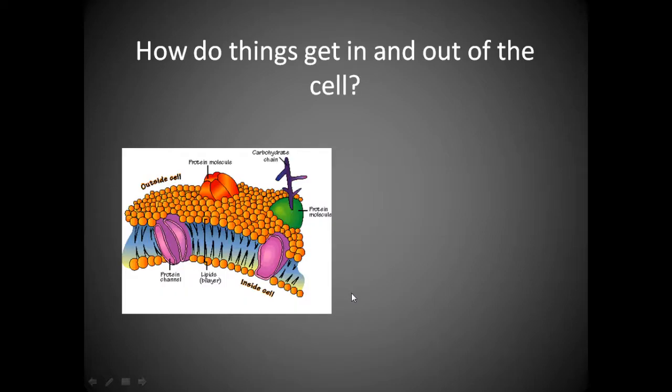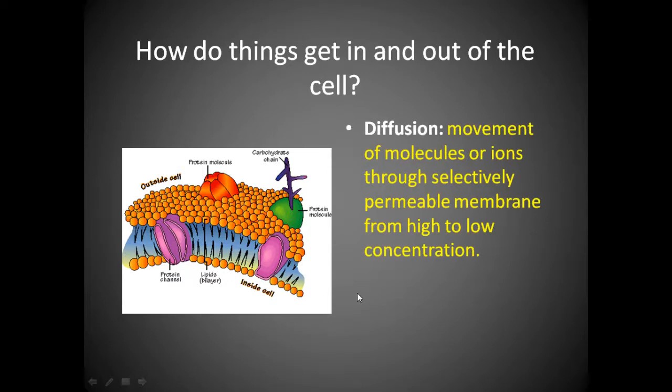Well, it depends on several factors, one being size, the second one being charge. The first process we're going to talk about, and you're also going to do this in lab if you haven't already, is the process of diffusion. And that's the movement of molecules. It's just the movement of small molecules through a selectively permeable membrane from high to low concentration. So what that means is small molecules are going to be able to go from high to low concentration in and out of the cell.